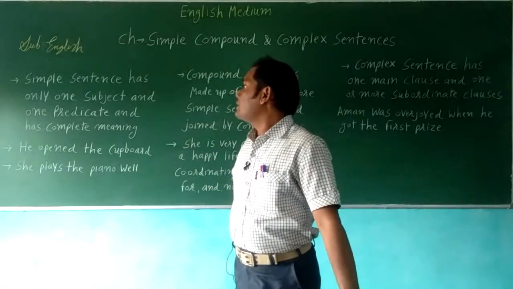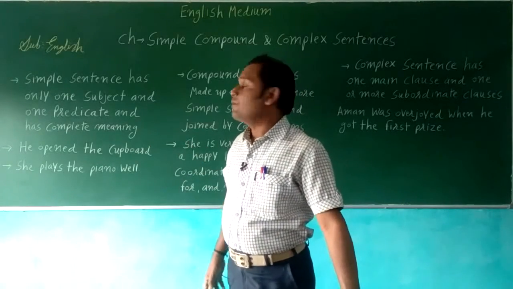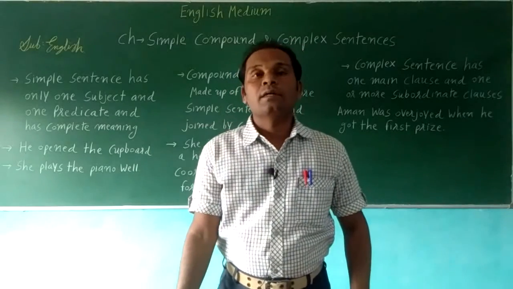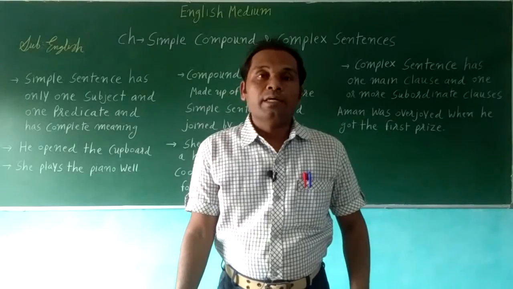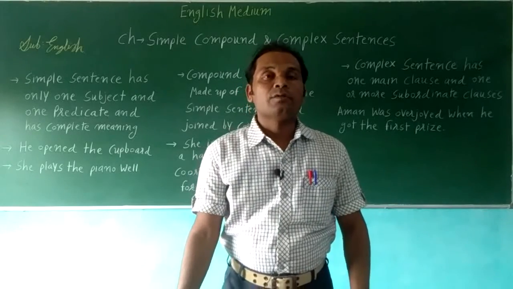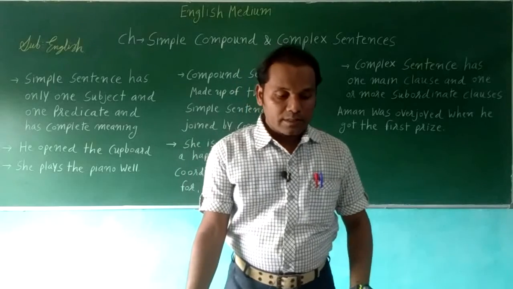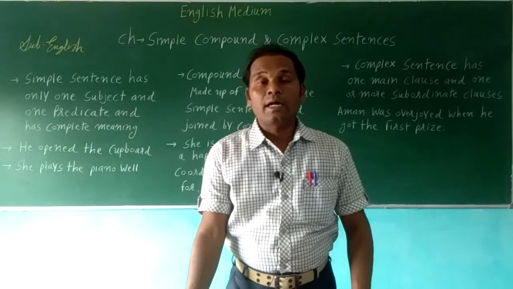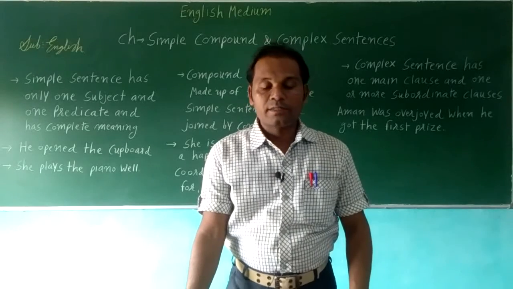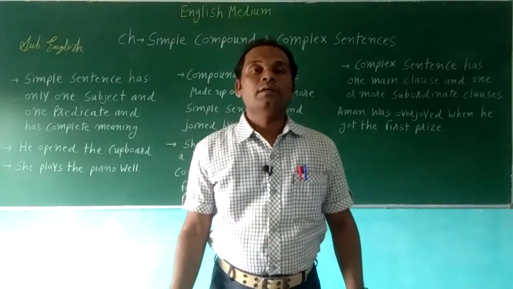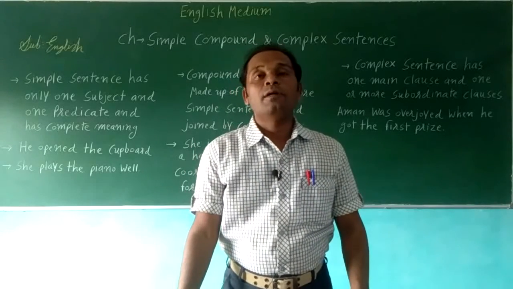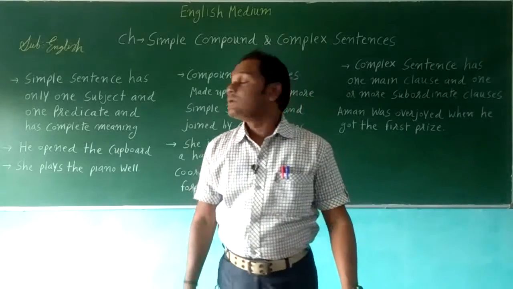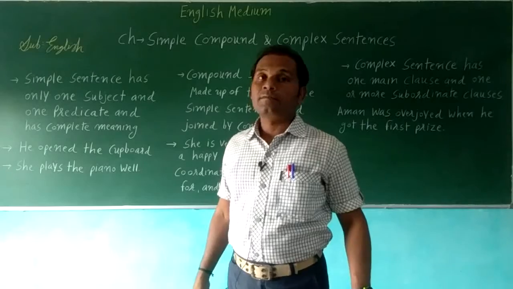So a simple sentence has only one subject and one predicate, and the meaning of the sentence is clear, meaning it makes complete sense. A simple sentence consists of a single clause and makes complete sense by itself. This is called a simple sentence.